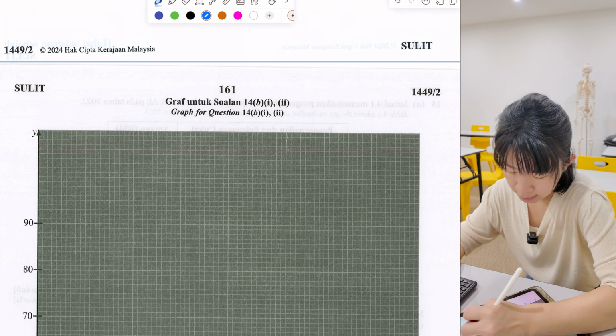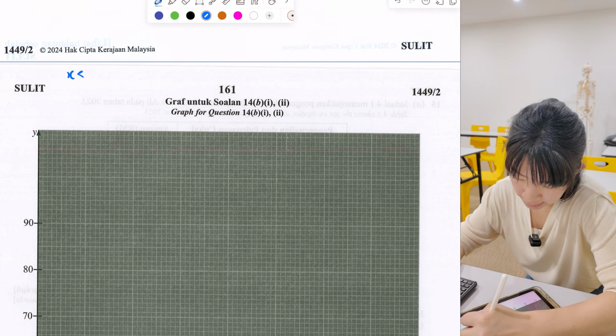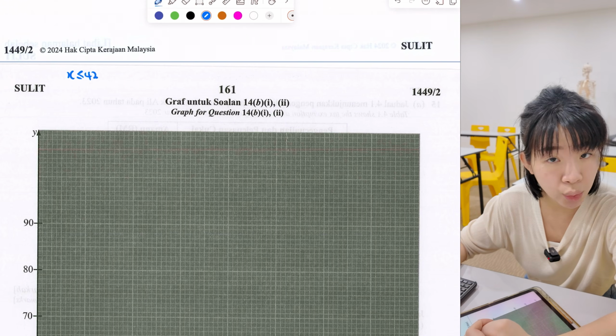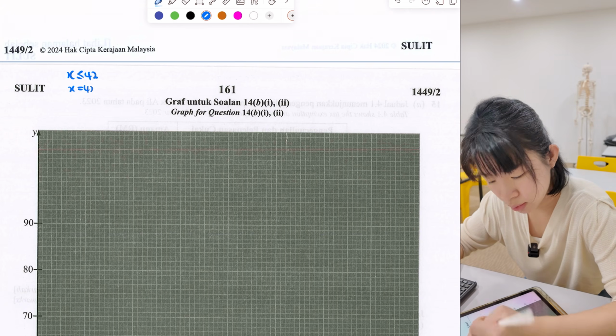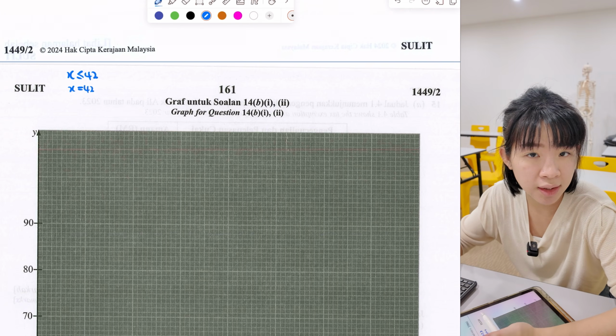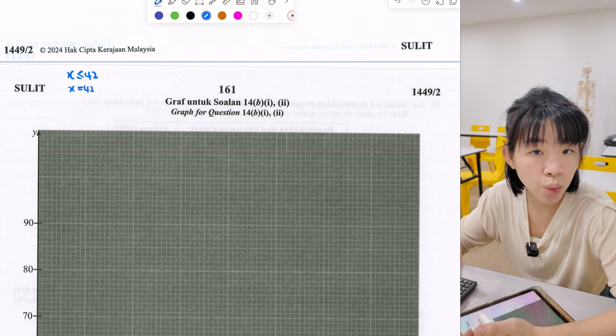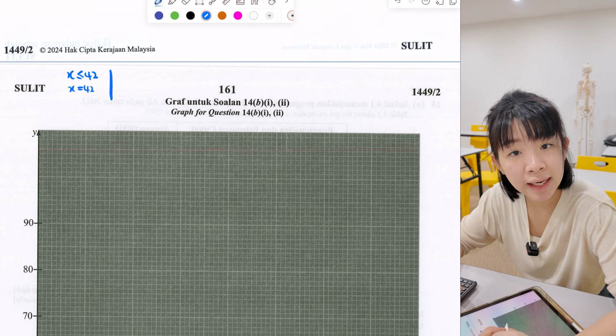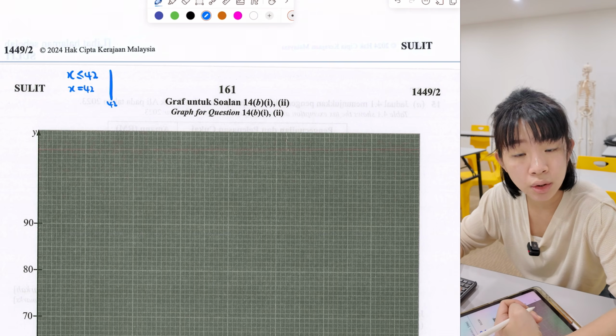The first one, just now we said x less than or equal to 42. So if we change to an equation, this will be x equal 42. Correct? So x equal 42, how does the line look? It is actually a vertical line. So we have to draw a vertical line at 42, touching the x-axis.